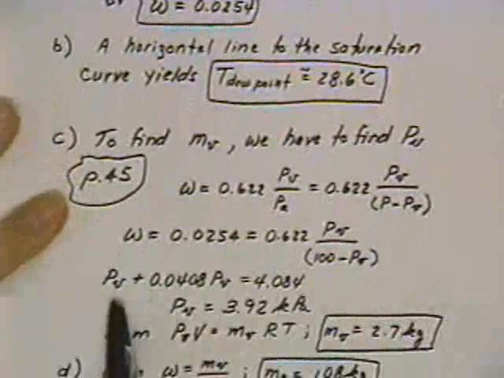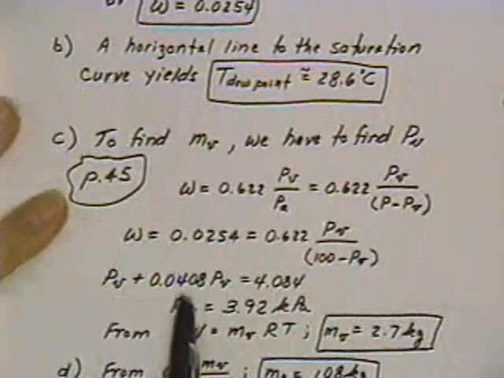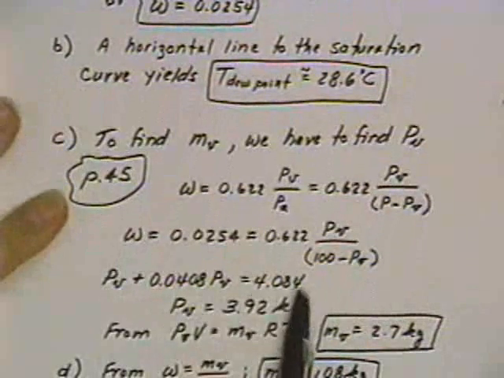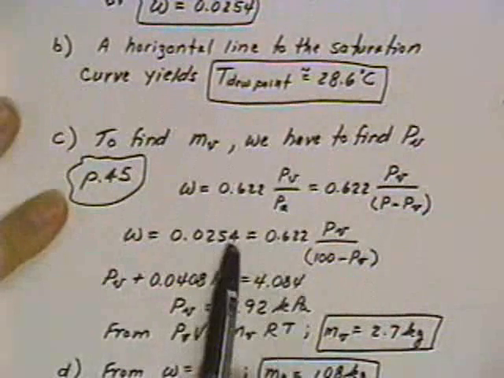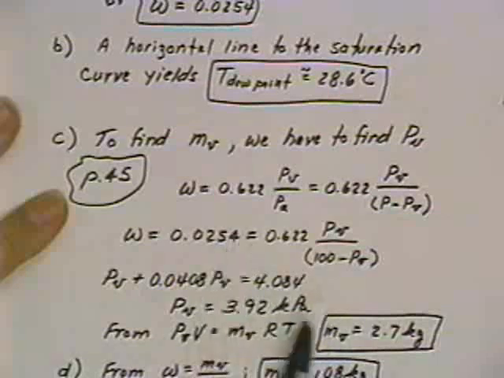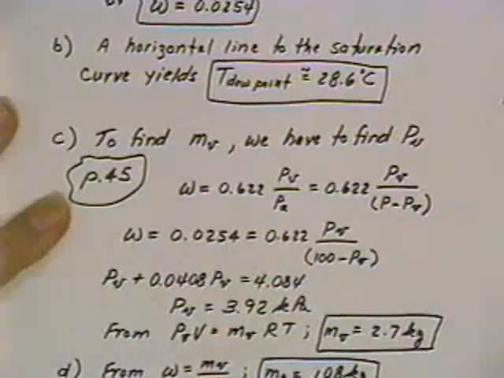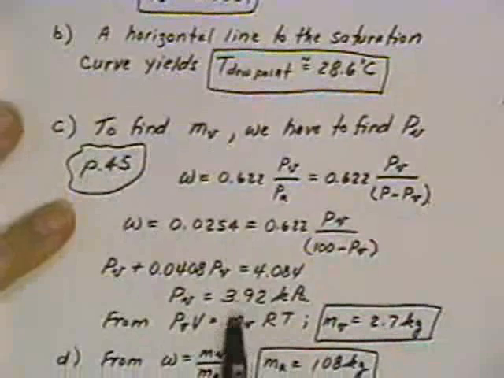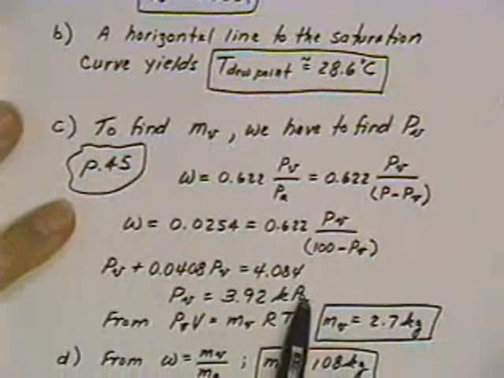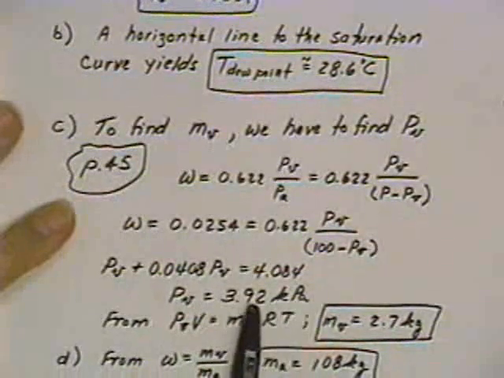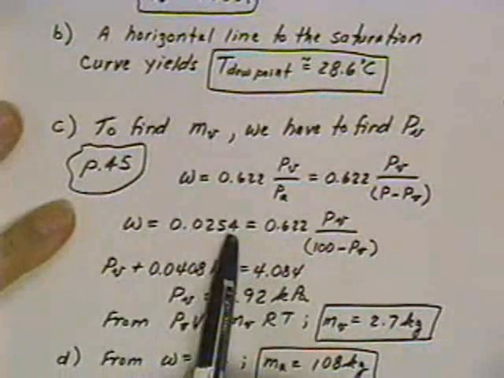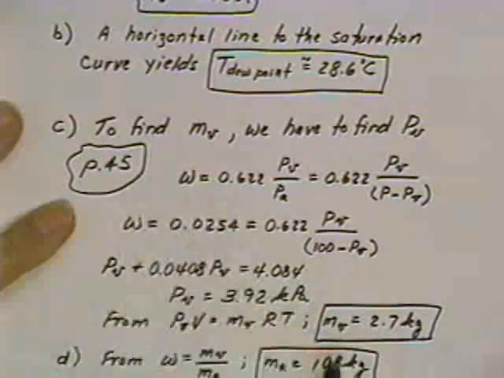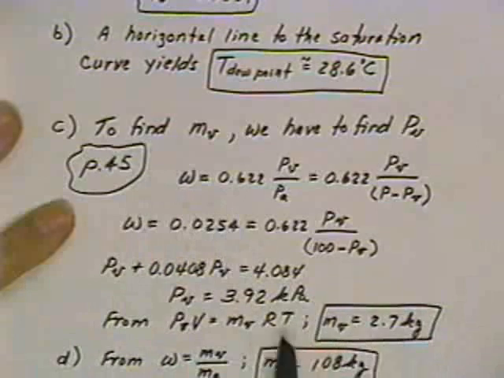A little bit of algebra, but pressure of the vapor plus 0.0408 pressure of the vapor is 4.084, and so calculating out of these equations and using the 0.0254 number that I got, calculated pressure of vapor of 3.92 kilopascals. The other number that we got was 3.94 kilopascals, so we're pretty close. The difference is, I think this number was 0.0255 before, and it's 0.0254 was what I read off the psychometric chart. So we're pretty close.